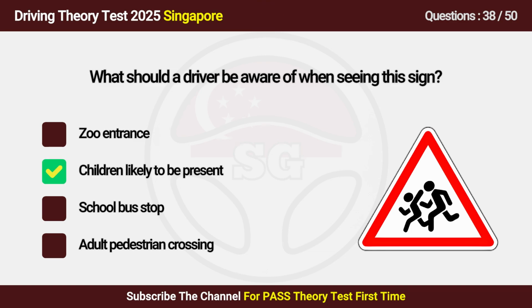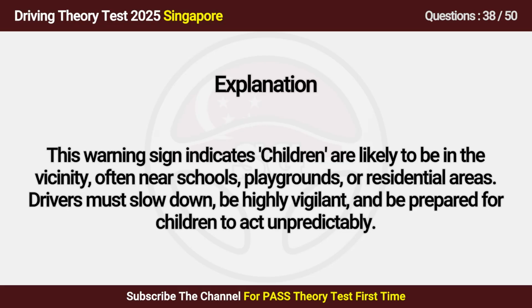Answer is B. Children likely to be present. This warning sign indicates children are likely to be in the vicinity, often near schools, playgrounds, or residential areas. Drivers must slow down, be highly vigilant, and be prepared for children to act unpredictably.